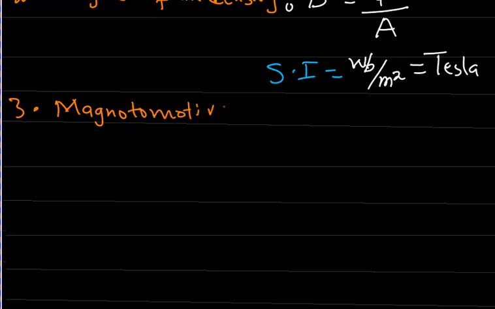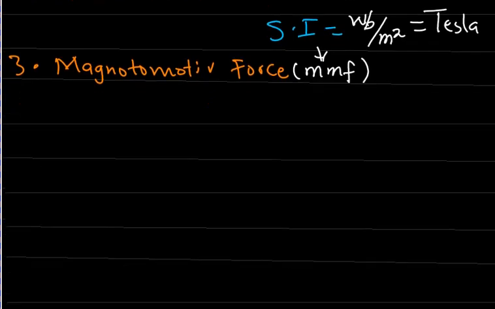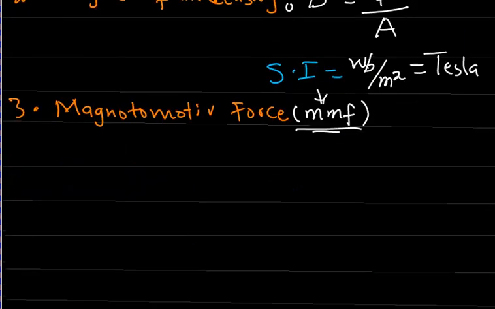Magnetomotive force. Now, this is analogous to electromotive force in an electric circuit. So the symbol is MMF. This is the force that establishes flux in a magnetic circuit. Remember, something must drive or cause the establishment of flux in a magnetic circuit, and that is the magnetomotive force. Without the magnetomotive force, there won't be any flux.